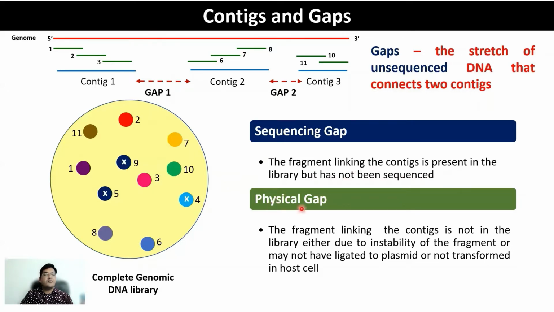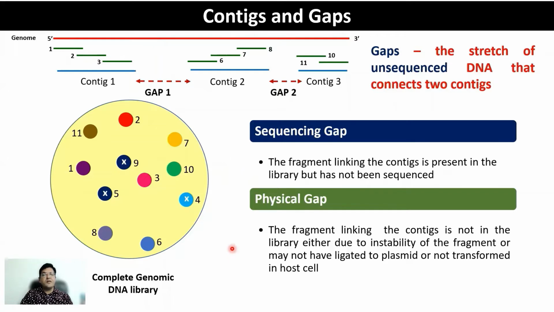And the second is what is known as a physical gap. A physical gap occurs because some fragments are incompatible with certain vectors, and therefore they are never a part of your library. They are either not ligated or not transformed into the host cell. So in that case, if this were to represent a physical gap, then you will not have colonies 9, 5, and 4 on your plate at all, right? So that would be an incomplete genomic library.